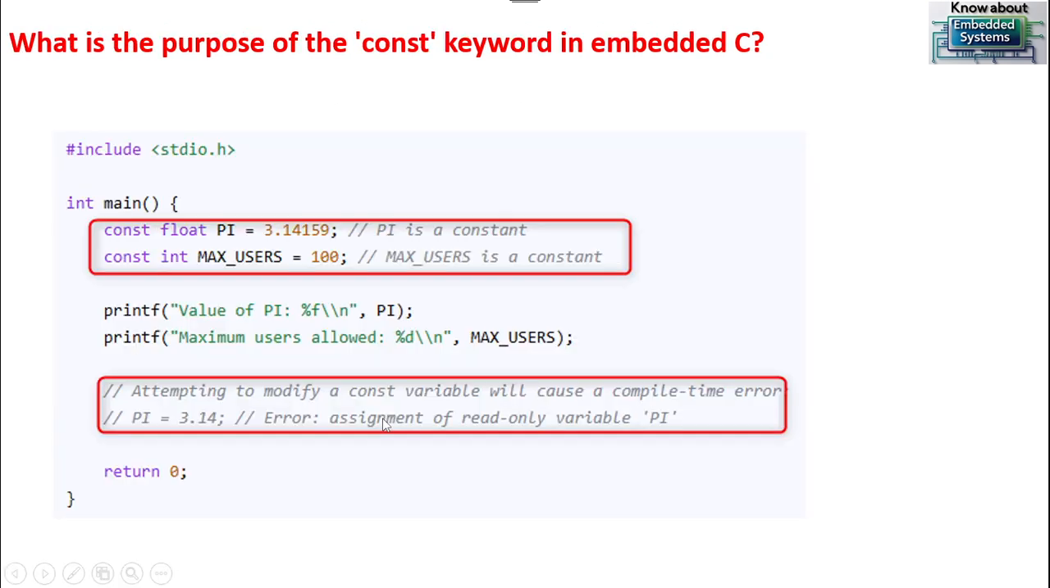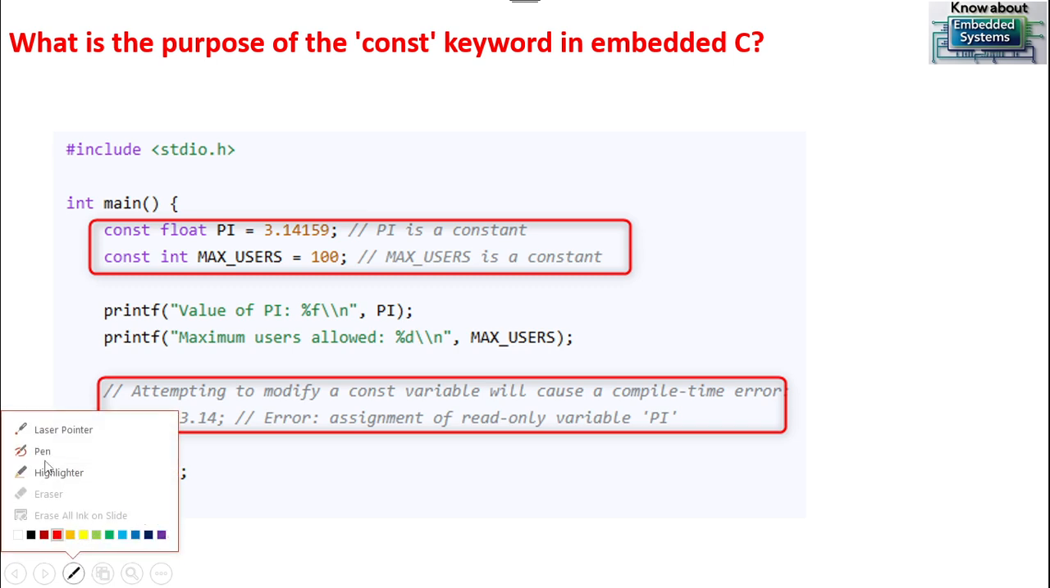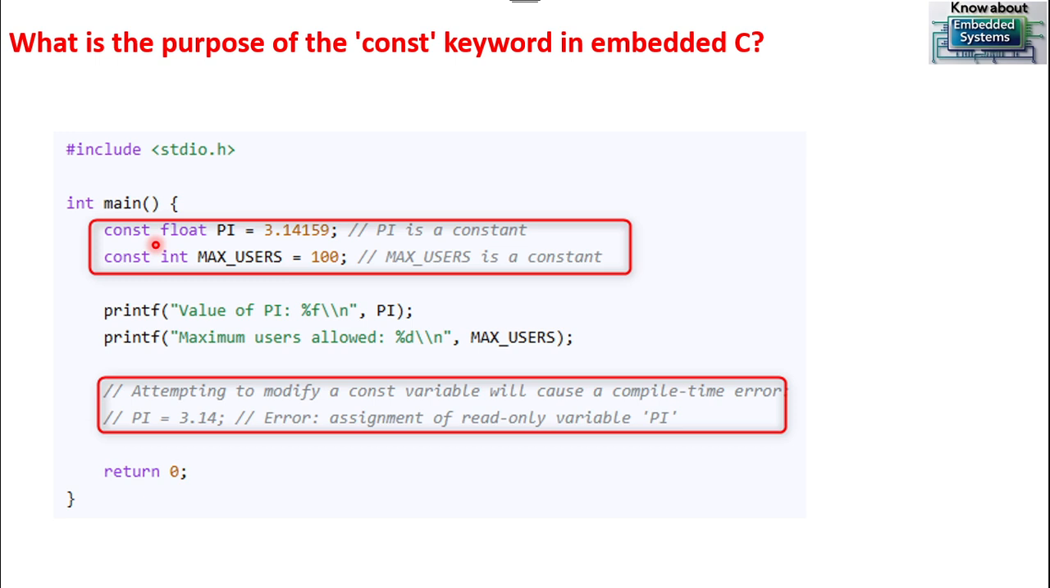Okay, I'll show you one example here. Now you can see this is a small programming snippet I have taken. This is what I have shown you already. So const float pi 3.14, this is a pi value constant. And one more example, const int max user is 100. I'm going to print it.